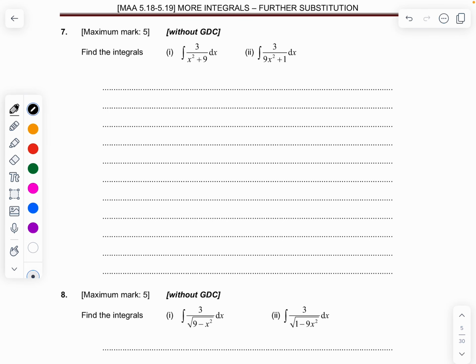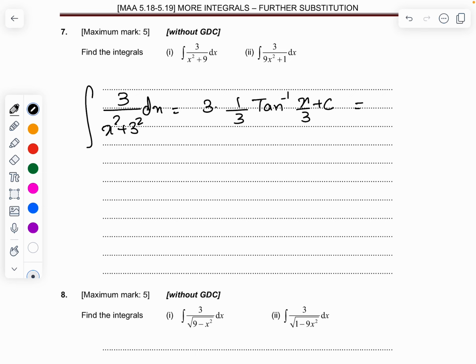Question number 7. Find the integral of this. So we have 3 upon x square plus a square. So it is 1 upon a tan inverse x upon a plus c. So it's going to be tan inverse x upon 3 plus c.